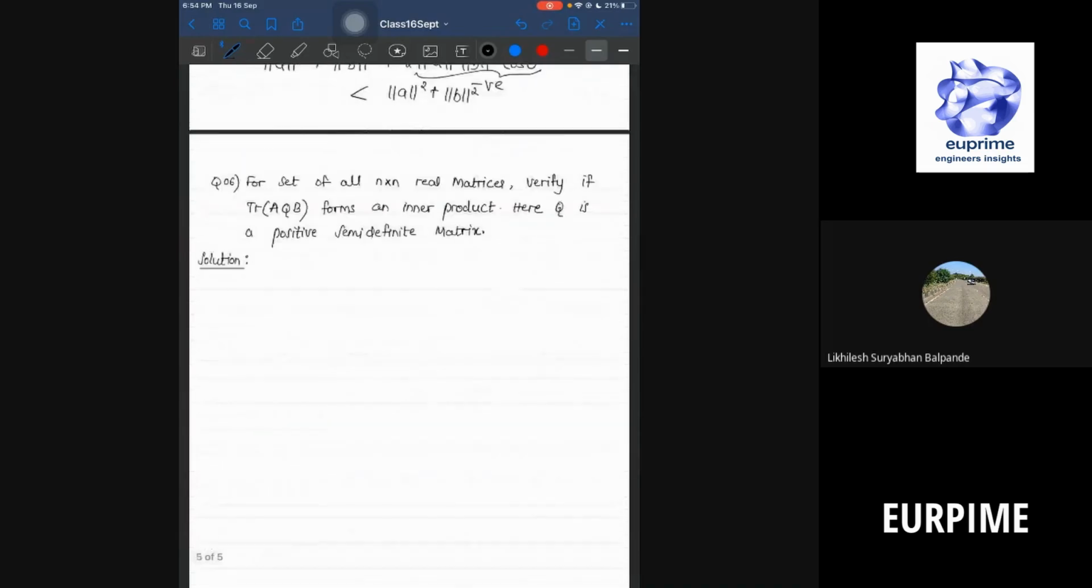Let us look at the last question. This is a question from the quiz where we have to verify whether trace of AQB forms an inner product or not, where Q is a positive semidefinite matrix. So in order to prove whether trace of AQB forms an inner product or not, we have to verify three properties. So let inner product of A, B be equal to trace of AQB.